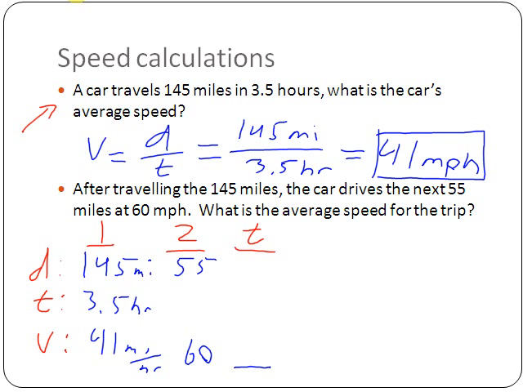The key is that if we take the distance for the first section and the distance for the second section, to get the total we just have to add those up. So 145 miles plus 55 miles is right at 200 miles. So we know our total distance is 200. For time, we can't find the total time yet because we're missing the time for the second part of the trip. But what we can do is use the relationship between the distance on the second part of the trip and the speed on the second part of the trip.